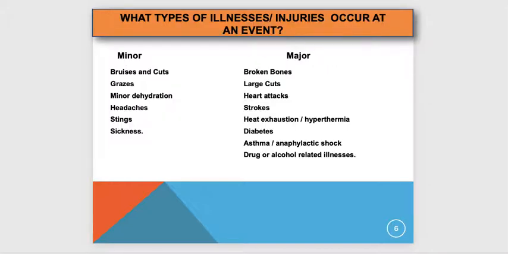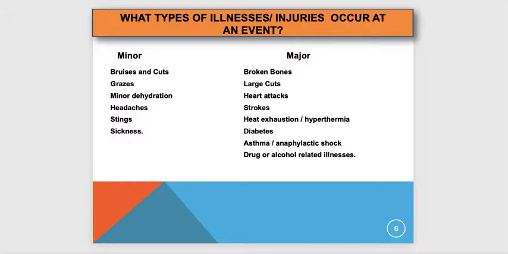So, what type of illnesses and injuries are you going to come across at an event? This doesn't have to be a football stadium. This could be an arena. This could be a festival. Okay. So the minor ones, again, this all follows in your portfolio. The minor ones are going to be bruises and cuts, grazes, dehydration, headaches, stings, and sickness. They're the ones that 9 times out of 10 you would pass over to the first aiders. And they will be able to deal with it, and then you see them 10 minutes later, potentially dancing again or sitting in the chair that they were in.